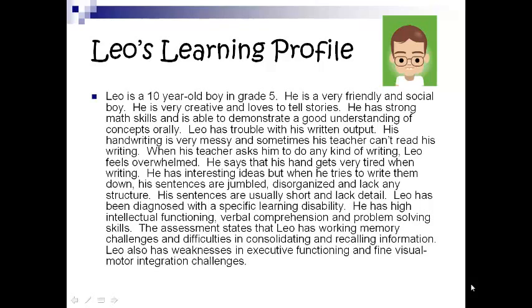However, Leo has trouble with his written output. He has messy handwriting and often gets overwhelmed when he's asked to write. He says his hand gets very tired when writing. He has interesting ideas, but when he tries to write them down, his sentences are jumbled, disorganized, and lack any structure. His sentences are usually short and lack detail.